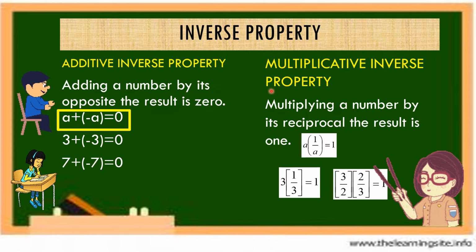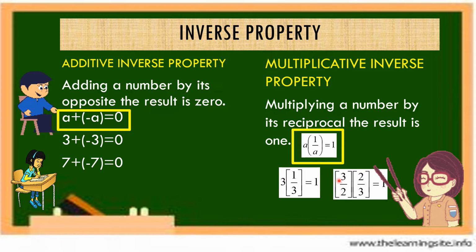Multiplicative inverse property. Multiplying a number by its reciprocal, the result is 1. Ibig sabihin, A times 1 over A is 1. Kapag ang 3, ang reciprocal niya ay 1/3. Pag ang 3 ay minultiply natin sa 1/3, ito ay magiging 3 over 3 at ang 3 divided by 3 ay 1.